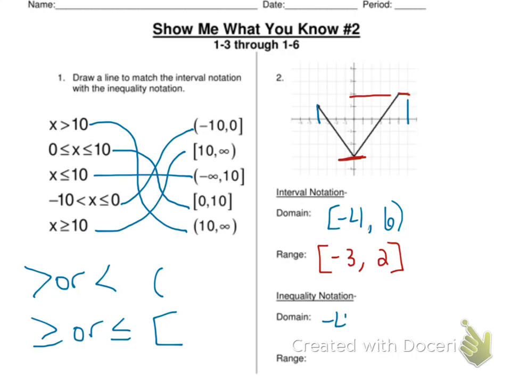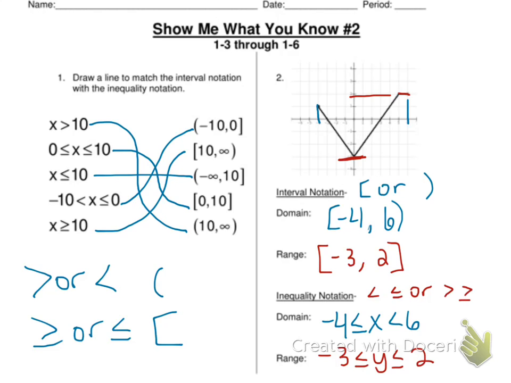Okay, then if I write that as an inequality, -4 is less than or equal to x, which is less than or equal to 6. I'm sorry, less than 6. And -3 is less than or equal to y, which is less than or equal to 2. So remember that for interval notation, you're going to use the brackets and the parentheses, and for inequality notation, you're going to use the inequality symbols. Okay, so there are the answers to those.